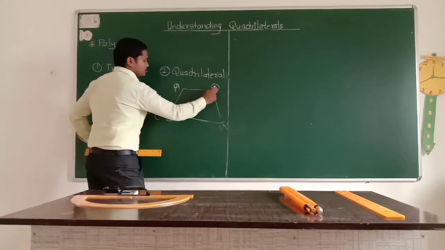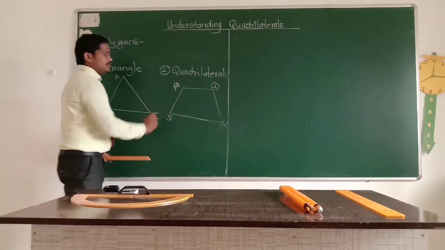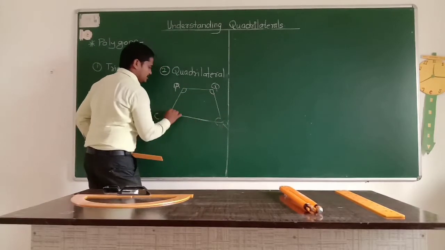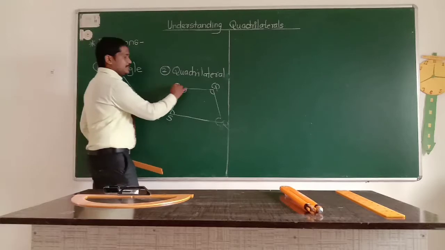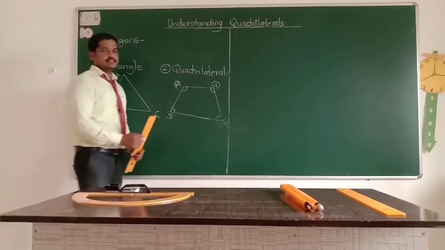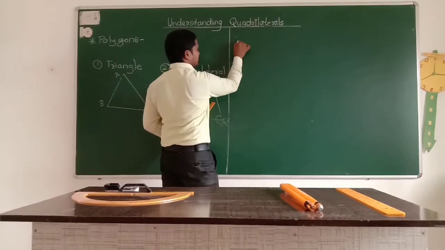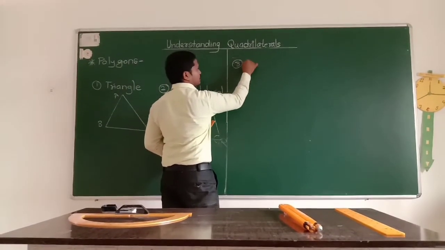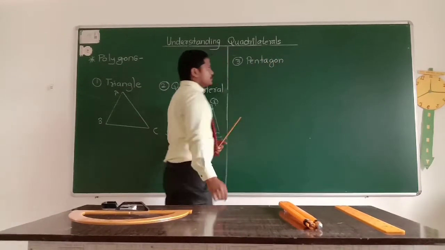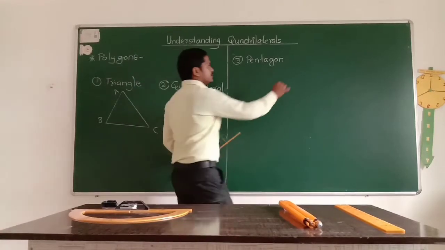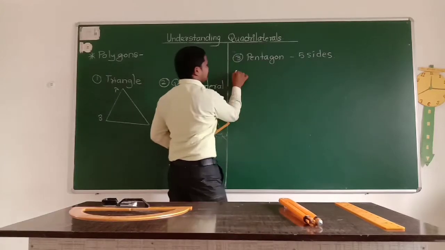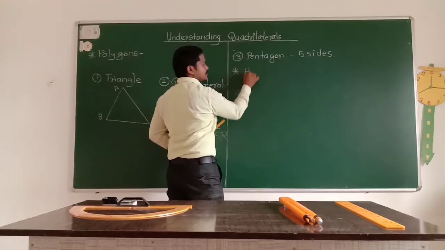So here PQ, QR, RS and PS, these are the sides. Angle P, angle Q, angle R, angle S, these are the angles. And vertex P, vertex Q, vertex R and vertex S, these are the vertices. Let us see a polygon with five sides. A polygon with five sides is known as pentagon. Okay. A polygon with six sides is known as hexagon.